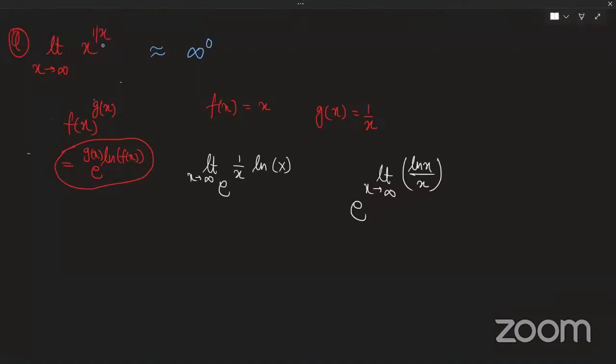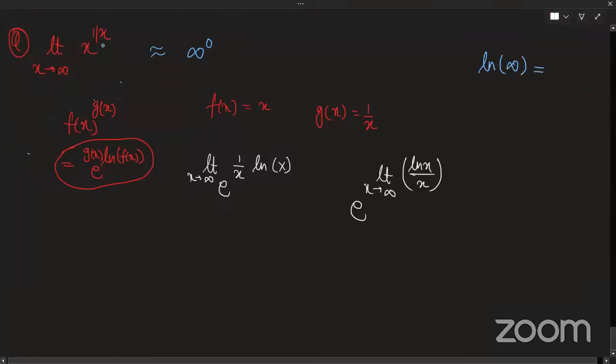What is ln of infinity? What is the natural log of infinity? You don't know what is the natural log of infinity? So infinity only. Yes, infinity, correct.